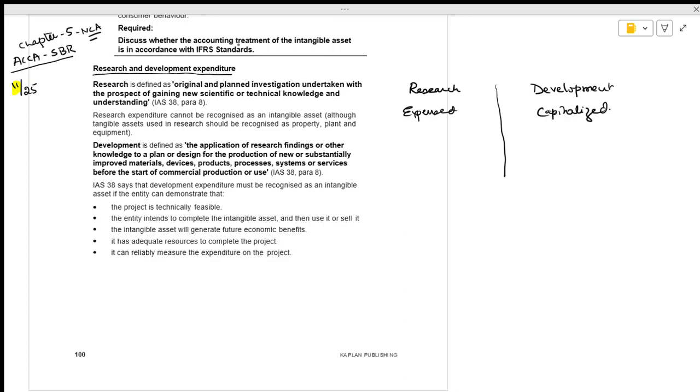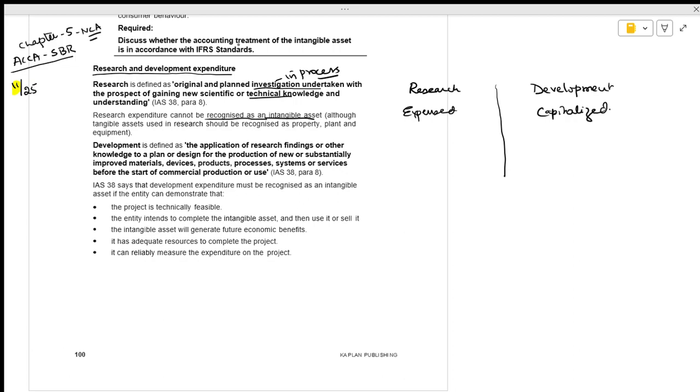Research is defined as an original and planned investigation undertaken with the prospect of gaining some scientific or technical knowledge. That is what the research talks about. We are talking about investigation in process. Research expenditures cannot be recognized as an intangible asset. Very, very clearly defined. Although tangible assets used in research should be recognized as property, plant and equipment. But technically speaking, or financially speaking, research expenditure cannot be recognized as an asset.